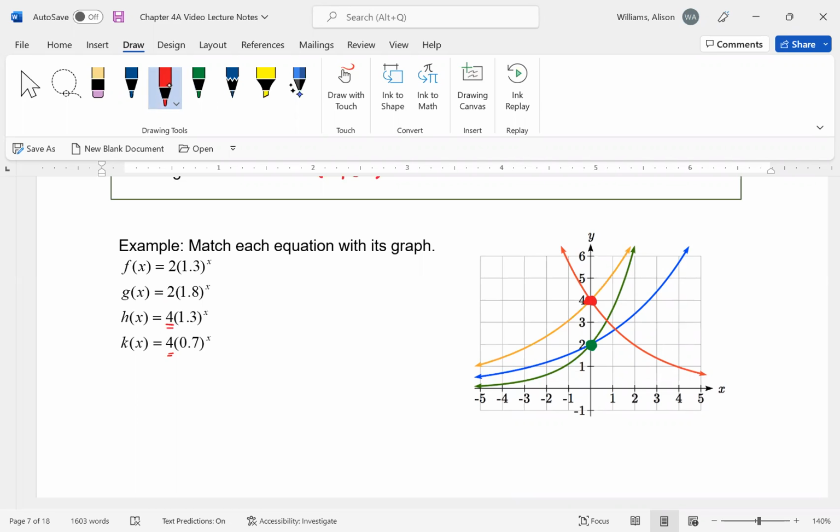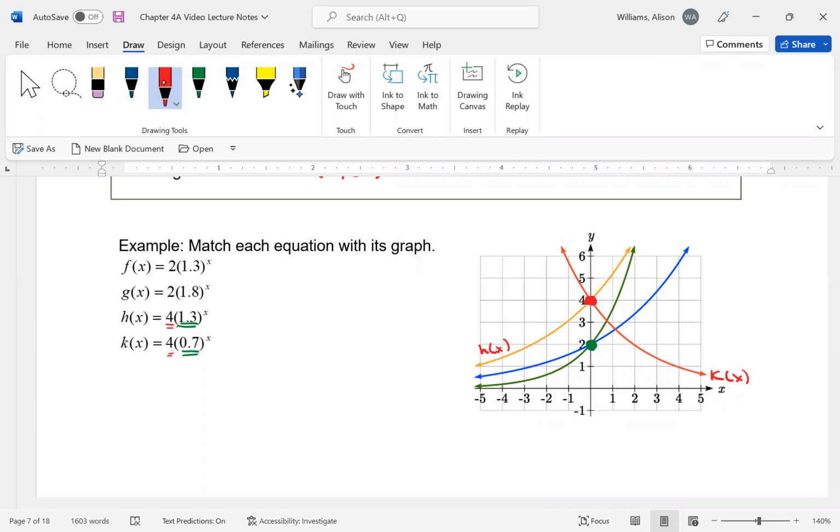Okay, so actually, I want to focus on h of x and k of x. I think those are the easiest to tell the difference between, because this one is going to be increasing in value since it's bigger than 1. But this one, since it's smaller than 1, is going to be decreasing, like our 1/2 function. So this is going to be k of x. The one that's decreasing is k of x, leaving the yellow one that's increasing to be h of x.